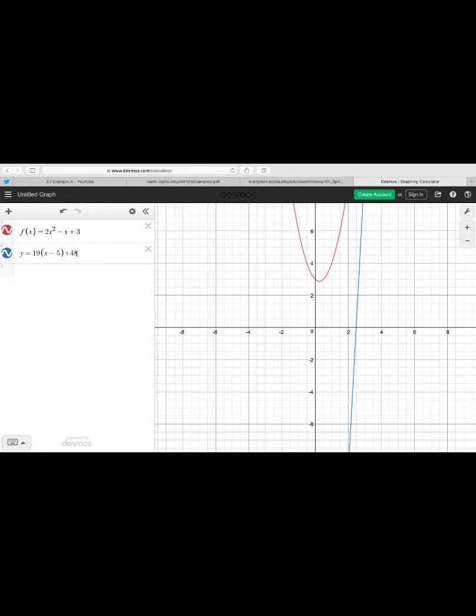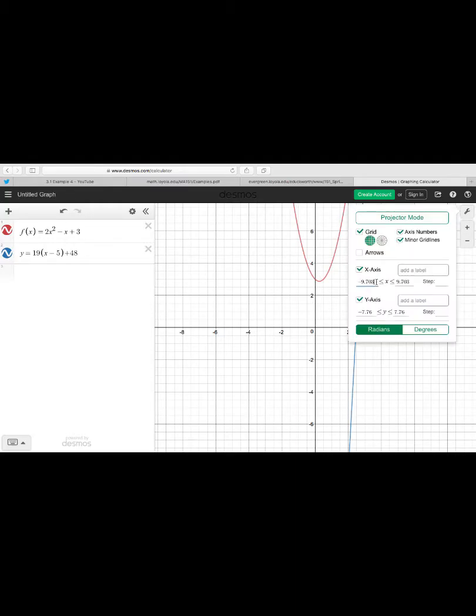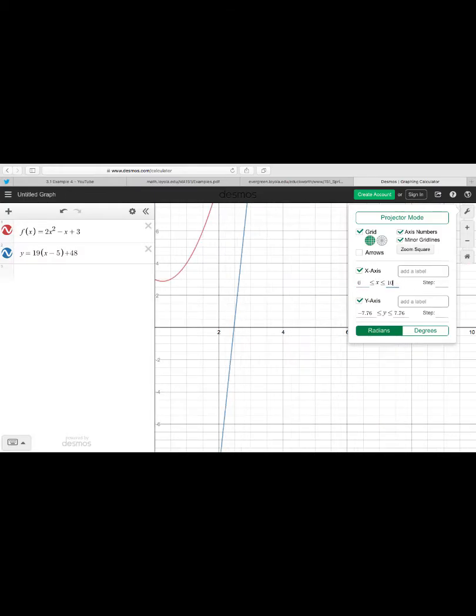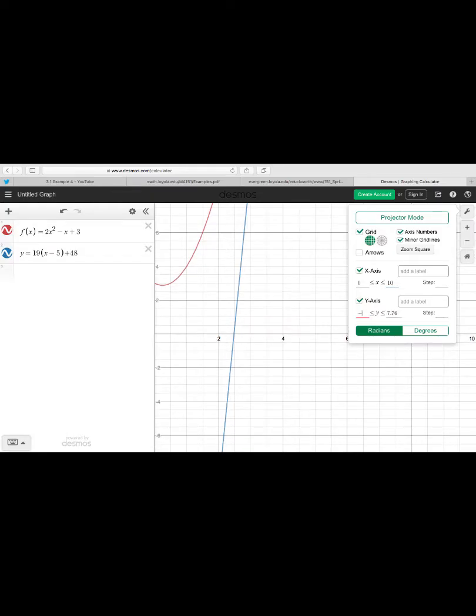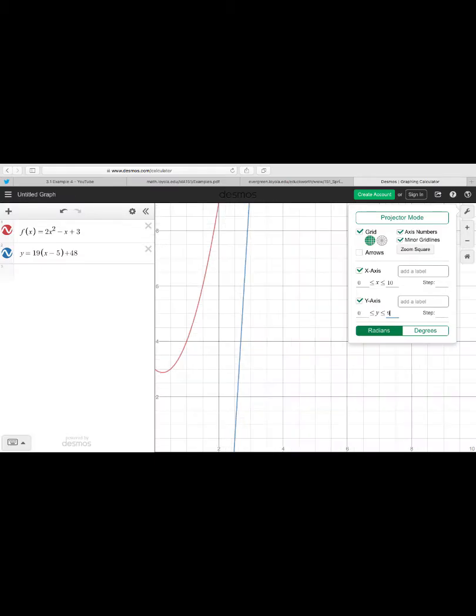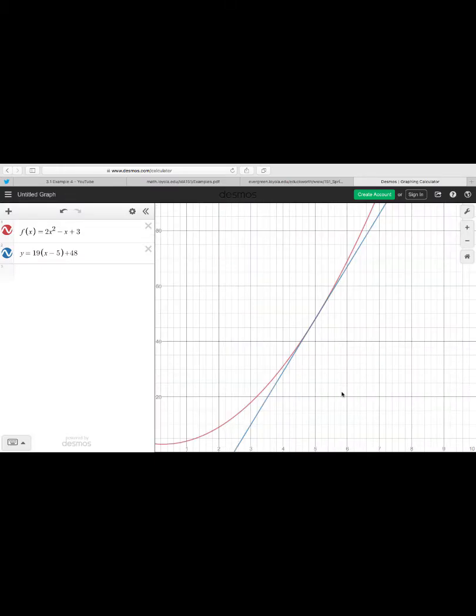And so I should have a window that includes 5 and 48. So I'll change my window size, and while I'm at it, I think I'll get rid of most of the negative x values. I don't need those, and similarly, I don't need negative y values. So I will change both. On the x, let me go from 0 to 10, nice round number. And then on the y, let me go from 0 to something bigger than 48. How about 90? Okay. So what I see here is right at the point 5, 48, or as close as I can get to it.